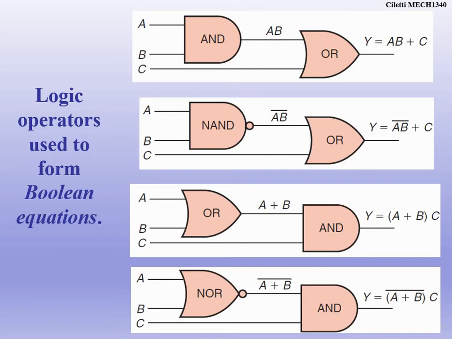Let's take a look at the second example. We have A and B going into a NAND gate, and then C is following that up into the OR gate.